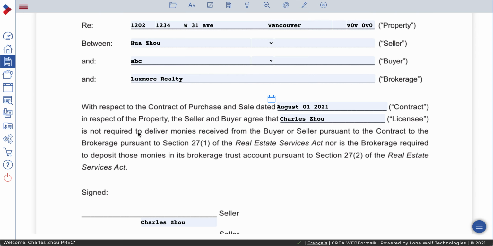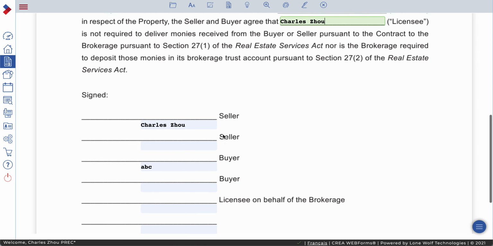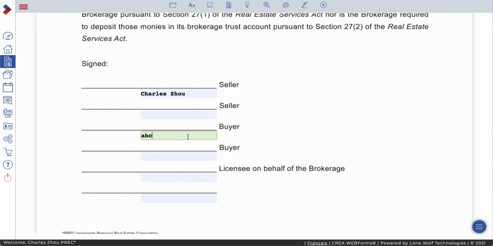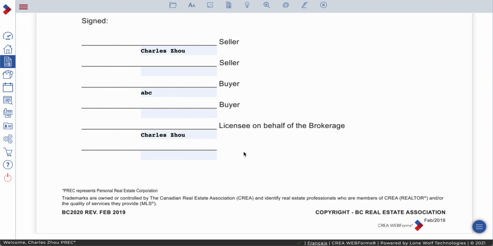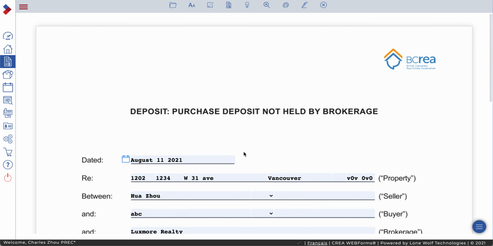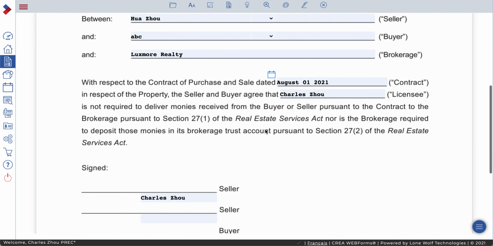licensee's name is not required to deliver money received by the buyer or seller pursuant to the contract. So basically this is the buyer agent name here. Okay, and then seller sign, buyer sign, and licensee on behalf of the brokerage. So the licensee is the buyer's agent, signs here. Okay, after everybody signs, then you send this one to your conveyancing.